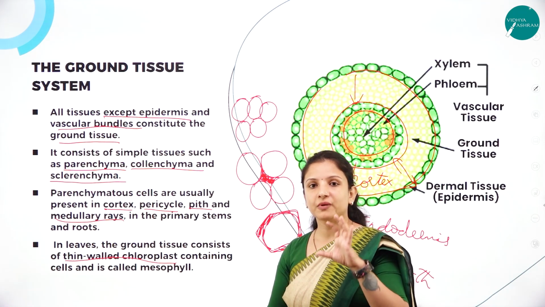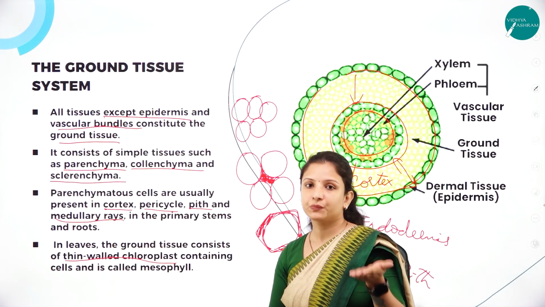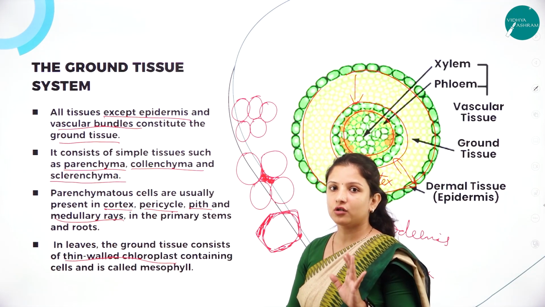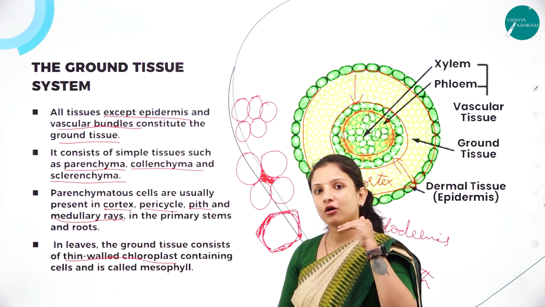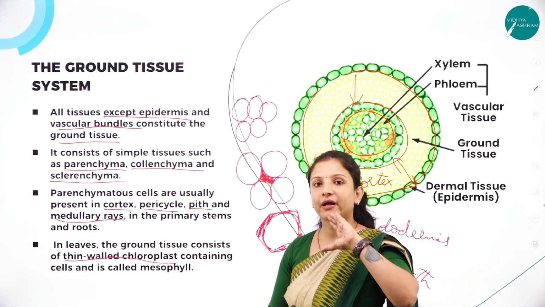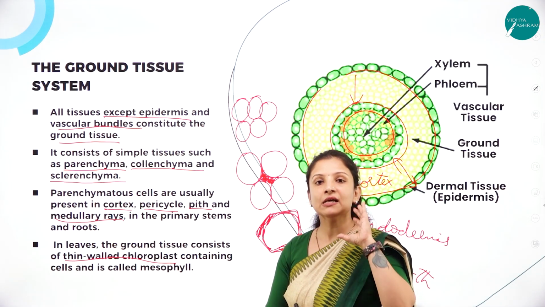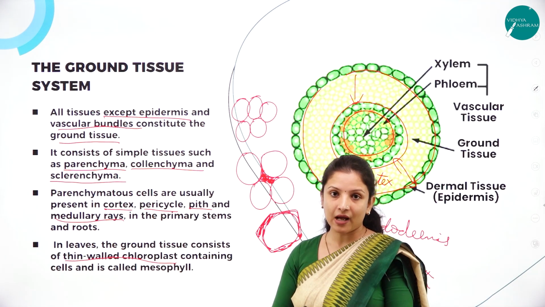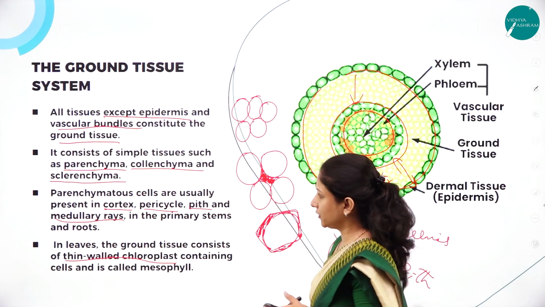Why? Because chloroplast is very, very important in the leaves for the process of photosynthesis. So that is why they form the mesophyll. We call it the mesophyll. In the stem, we call it the cortex. The parenchymatous layer, we call it the cortex. In the leaf, the parenchymatous layer which contains chloroplast, we call it the mesophyll of the leaf.